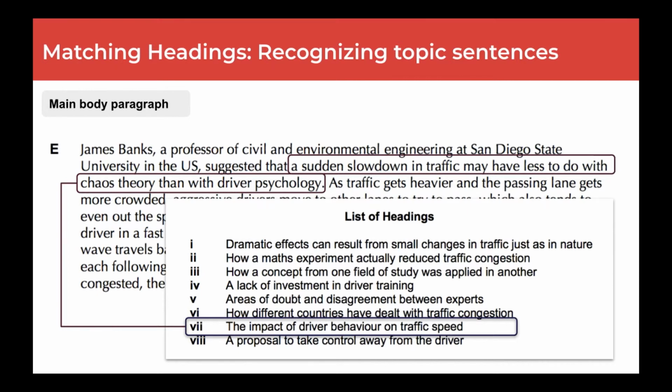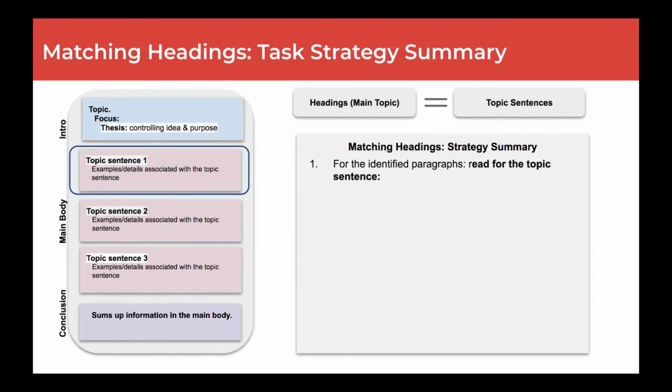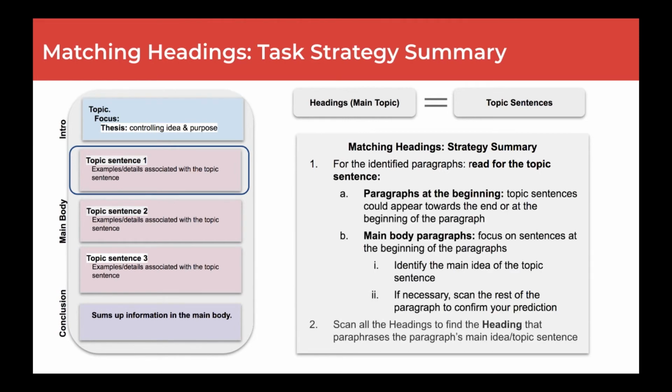We have found headings for each of the identified sections. We have not read the whole text. We only worked with the topic sentences. Here is the strategy that we have just applied. So first, read for the topic sentence. And finally, scan all the headings to find the heading that paraphrases the paragraph's main idea. It should be the best paraphrase.